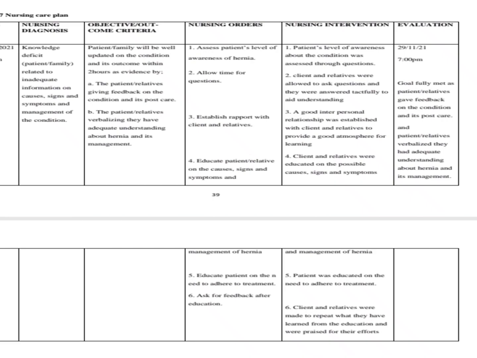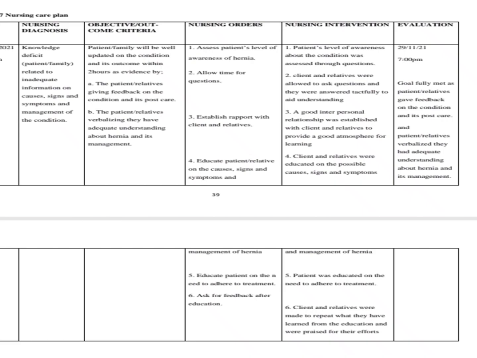So with the nursing intervention, we have: the patient's level of awareness about the condition was assessed, more like a past tense, through questions. Then clients and relatives were allowed to ask questions and they were answered tactfully to aid understanding. Then a good interpersonal relationship was established with client and relative to provide a good atmosphere for learning. We have client and relative were educated on the possible causes, signs, and symptoms and management of hernia. Great. Then the fifth one relating to the order: patient was educated on the need to adhere to treatment. Good. Then the last one is client and relative were made to repeat what they have learned from the education that was given and were given praise for their efforts.